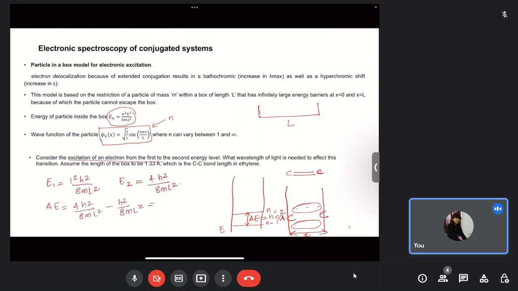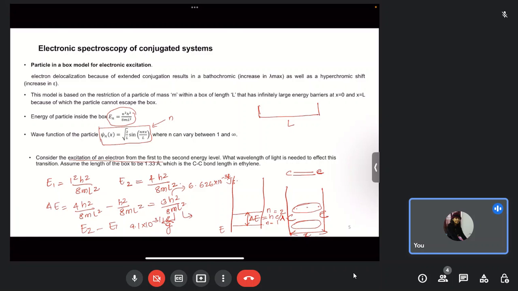So delta E is E2 minus E1. So this is equal to 3h square by 8 ml square. H is going to be Planck's constant, that is 6.626 into 10 to the power minus 34 joule second. M is mass of electron, which is 9.1 into 10 to the power minus 31 kilogram. L is the length of the box.